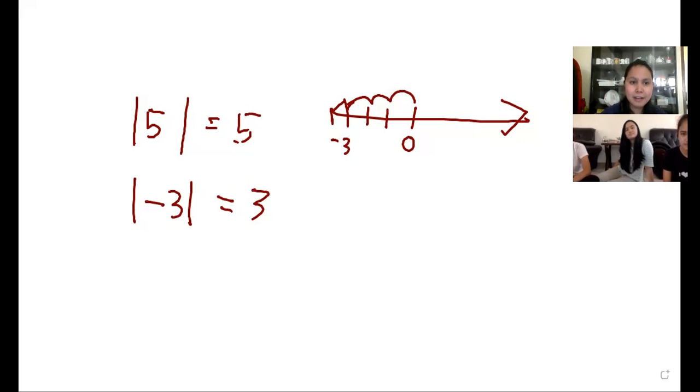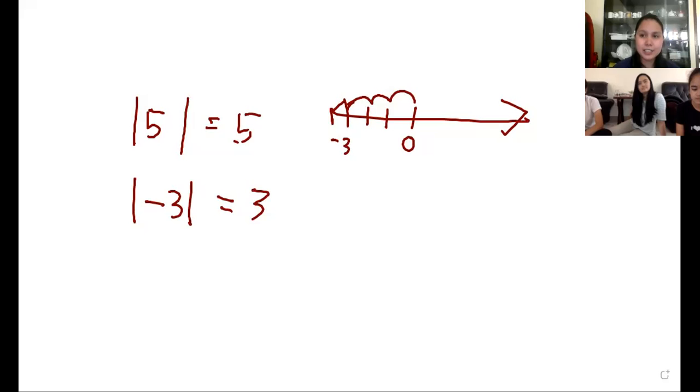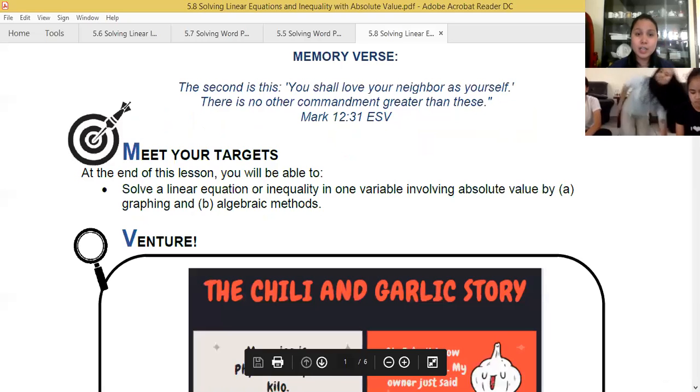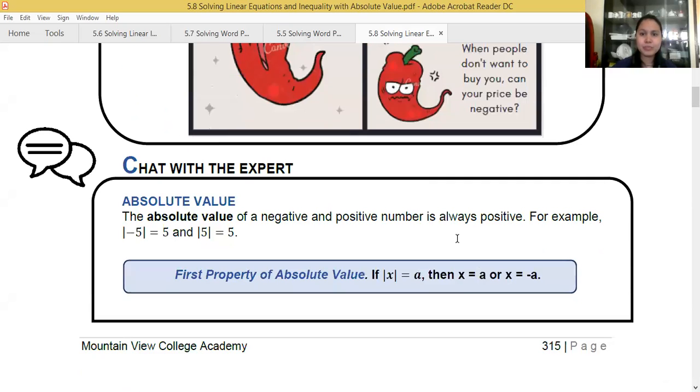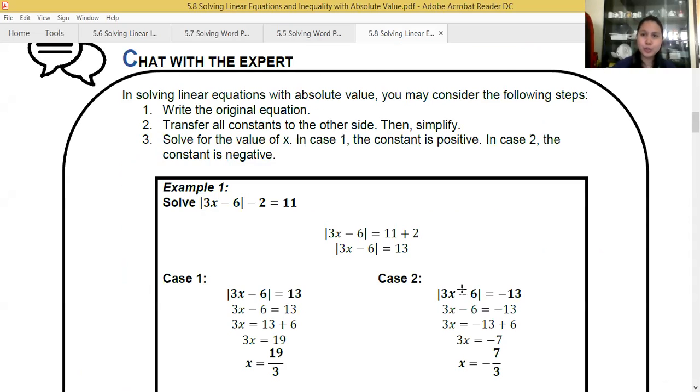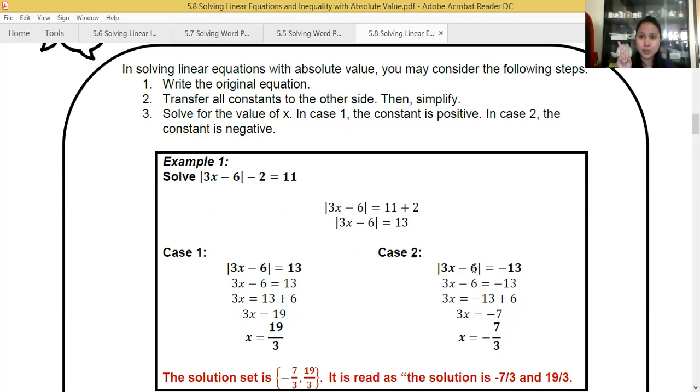Now, let's have this lesson, how to solve inequality and equations with absolute value. Now, how to do it? Number 1, we will have 2 cases. Step 1, you write the original equation. Step 2, you transfer constants. It means numbers without variable that are found outside the absolute value. You transfer it to the other side.